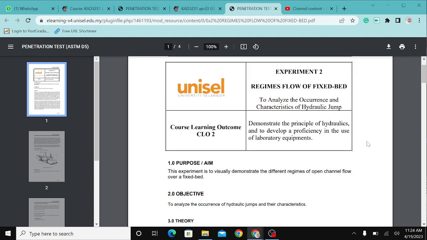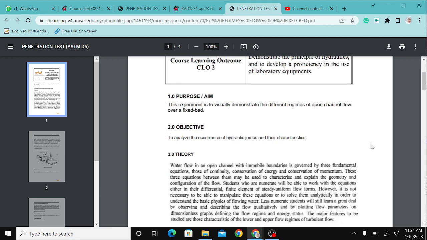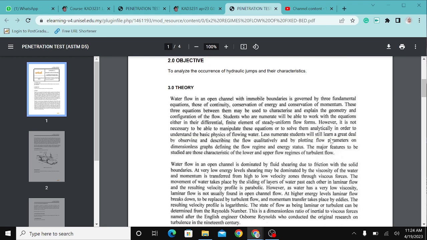The course outcome is that students should know how to demonstrate the principles of hydraulics and develop a proficiency in the use of laboratory equipment. So the main objective is that students should know how to demonstrate visually the different regimes of open channel flow over a fixed bed. And the other objective is to analyze the occurrence of hydraulic jumps and their characteristics.